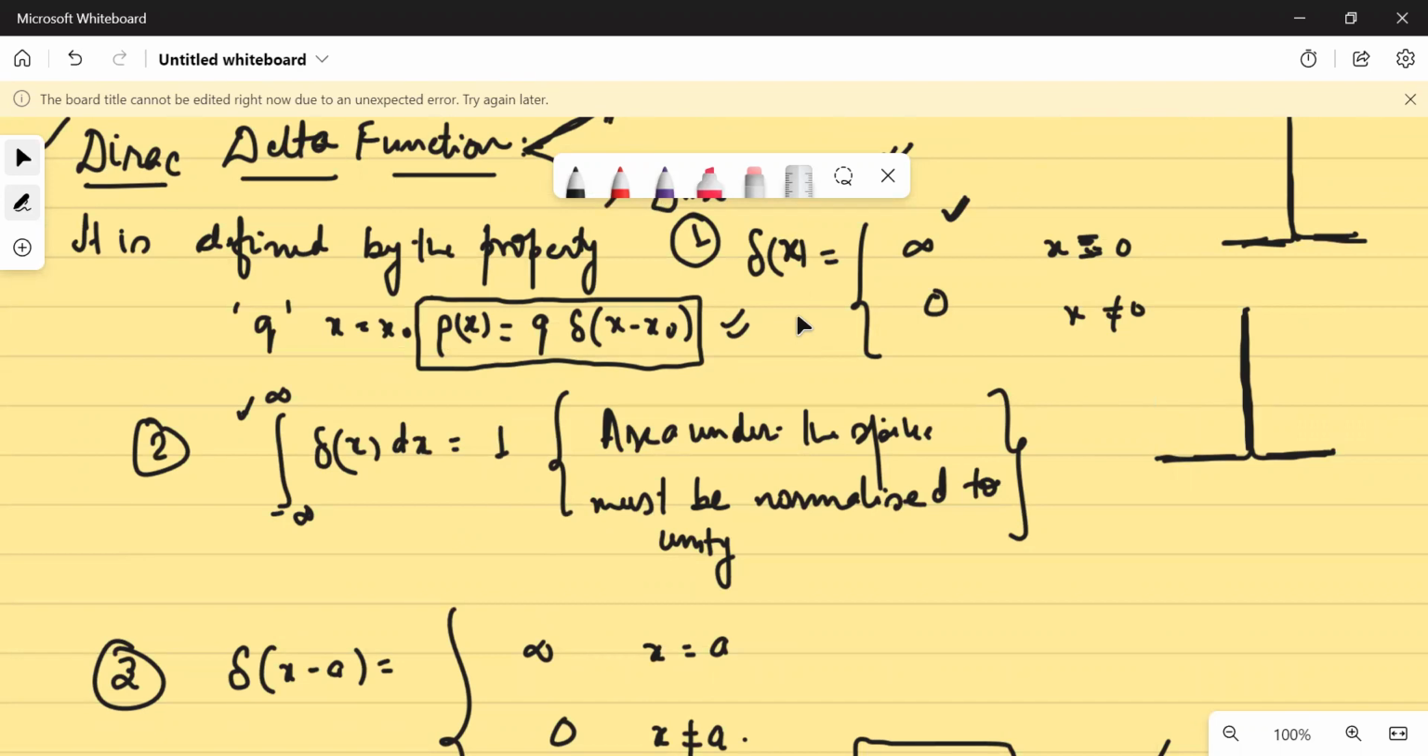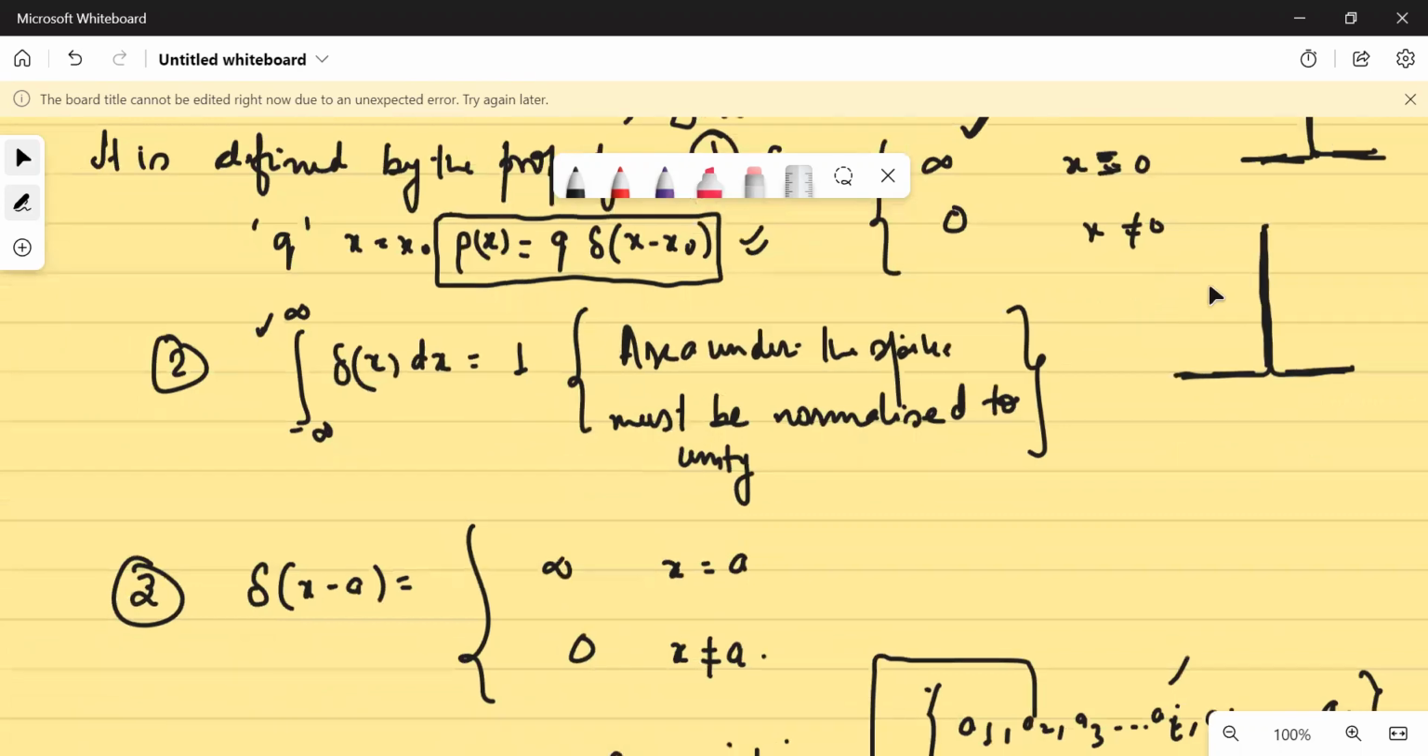I'm saying not a function exactly, but a form called the Dirac Delta function, which suggests that at x equal to 0 it is infinite, and at x not equal to 0 it is 0. So just focus on this argument. If this argument becomes x minus a, then at x equal to a it should be infinite, and at x not equal to a it should be 0. Then I also told you that it is constructed in a manner that the area under the spike is normalized to unity. So the integral from minus infinity to infinity of Dirac delta dx should be equal to 1.